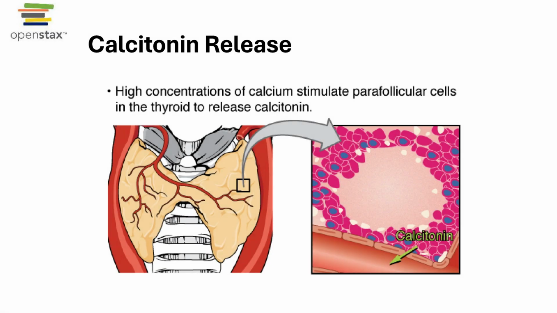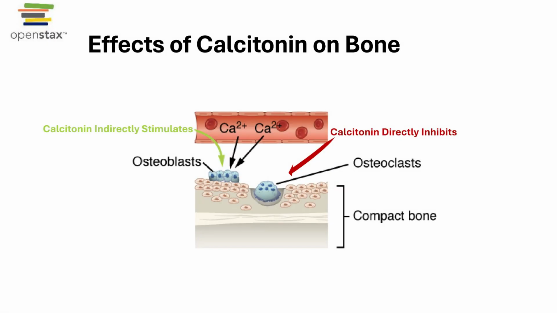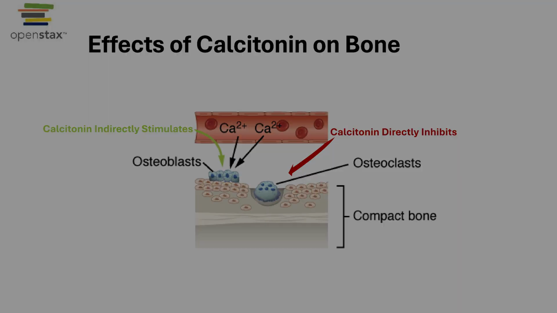Calcitonin is a hormone that decreases blood calcium levels. It is produced by parafollicular cells, also known as C cells, of the thyroid gland. The release of calcitonin is stimulated by high blood calcium levels, a condition known as hypercalcemia. Calcitonin indirectly stimulates osteoblasts and directly inhibits osteoclasts.